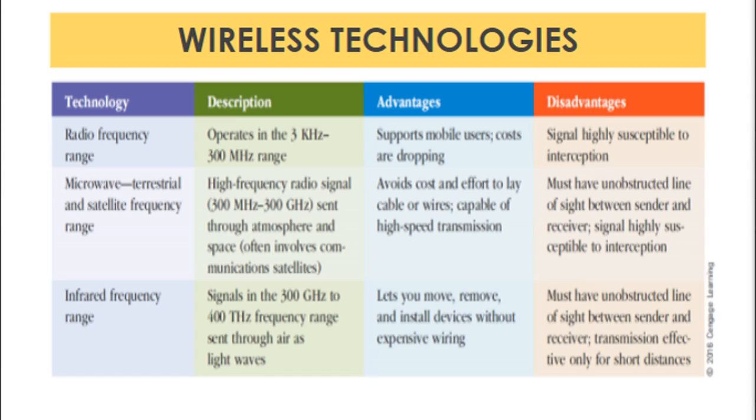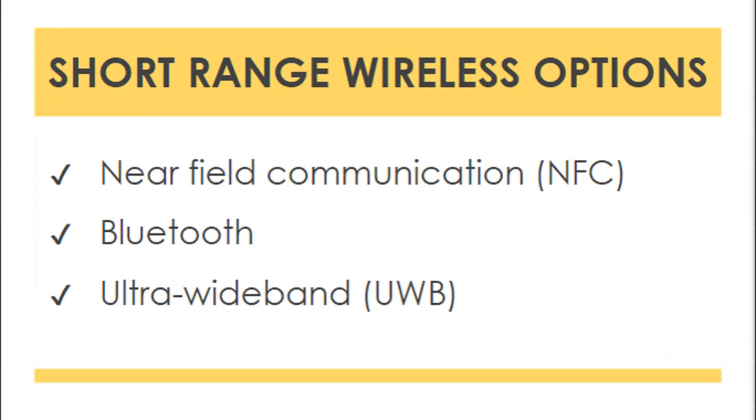Wireless telecommunication involves the broadcast of communications in one of three frequency ranges, including microwave, radio, and also infrared frequency range, as shown in this figure. Also, we have their description, advantages, and their disadvantages. We have different types of short-range wireless options. We have near-field communication or NFC, Bluetooth, and also ultra-wideband or UWB.